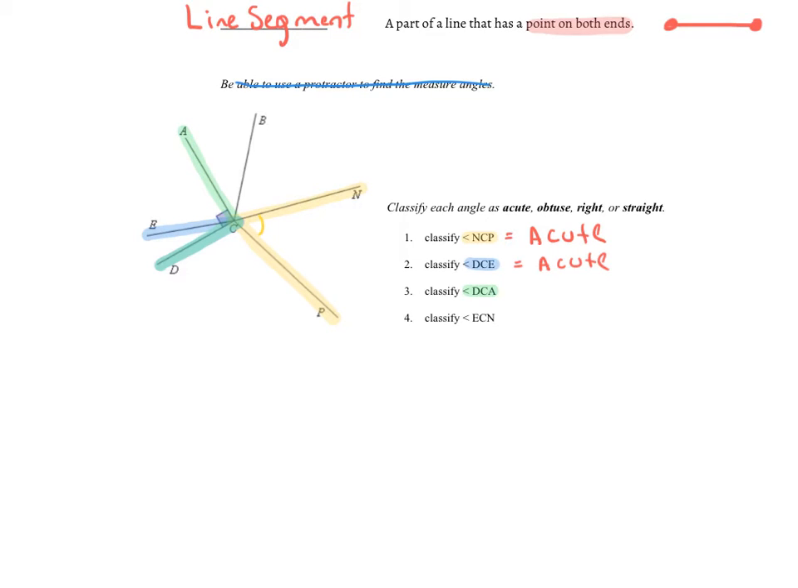Remember, the vertex is always the letter that goes in the middle. This one I can see does have the square inside of it. So this one is a right angle. And my last one here, angle ECN. So let's find angle ECN here. Now it looks close to a straight line, but notice it's a little curved on one side here. So this one here would be obtuse.